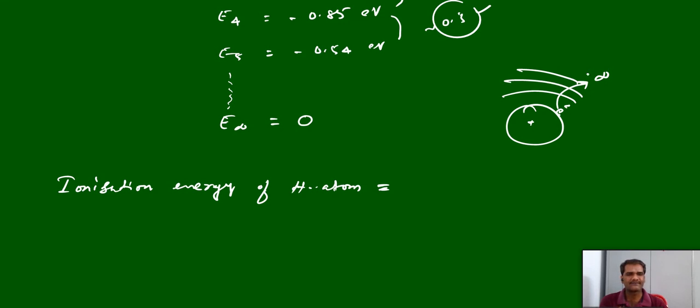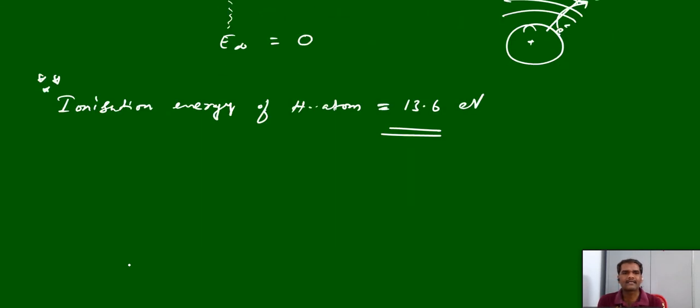Then what is the energy difference between infinity and the first shell? In case of the infinity shell, the energy is 0, and the first shell energy is minus 13.6. So the energy difference between the two shells is 13.6 electron volts. And this is the ionization energy for hydrogen atom when the electron is present in the first shell. It also means if we supply 13.6 electron volts, you can remove the electron from the hydrogen atom. Then we call it ionization energy.